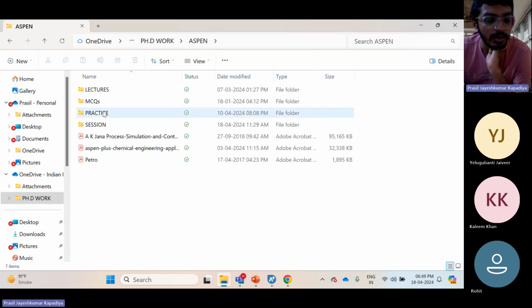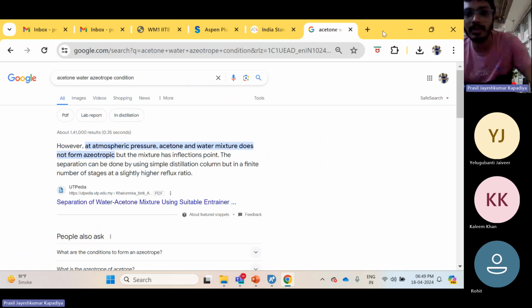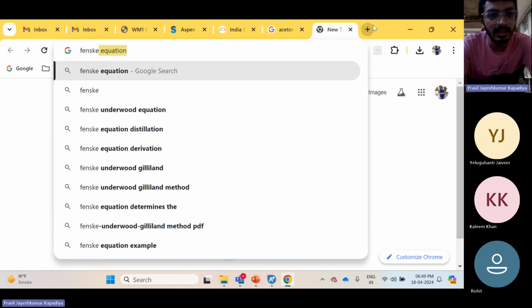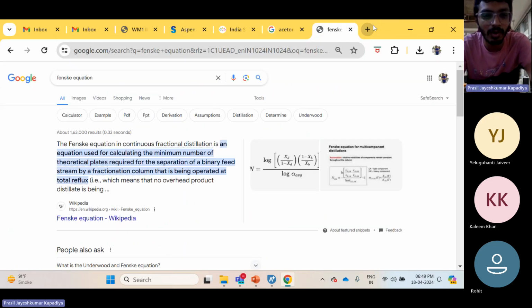I'm also not sure. Okay, let's check from here only. Fenske equation, it is for minimum number of trays. Yes, Fenske is for minimum number of trays.